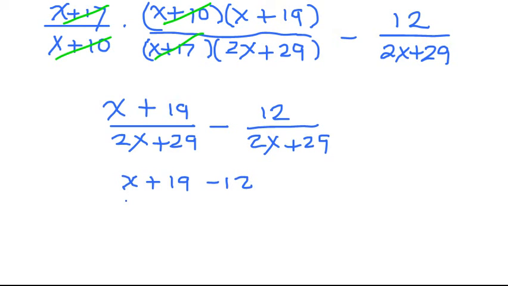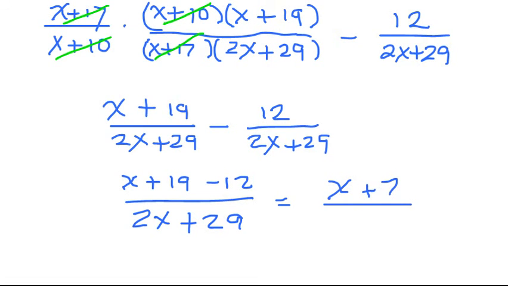Minus 12 over 2x plus 29. And what do we got? We got 19 minus 12, and that gives us a 7. So we got x plus 7 over 2x plus 29.